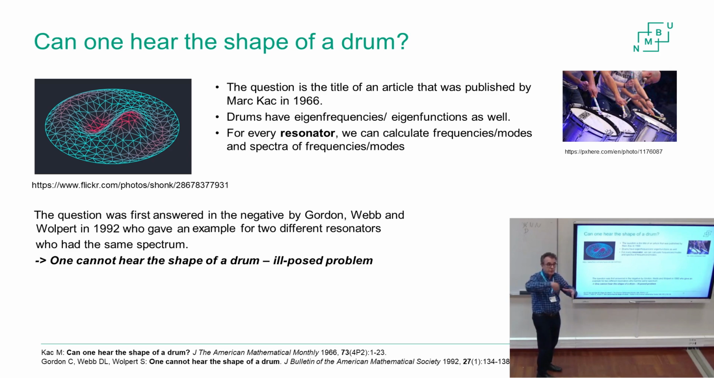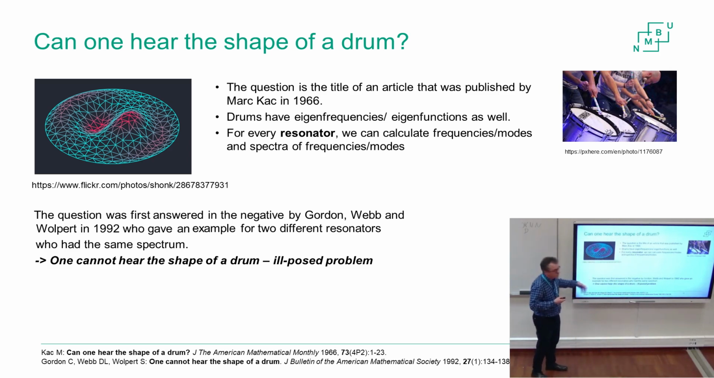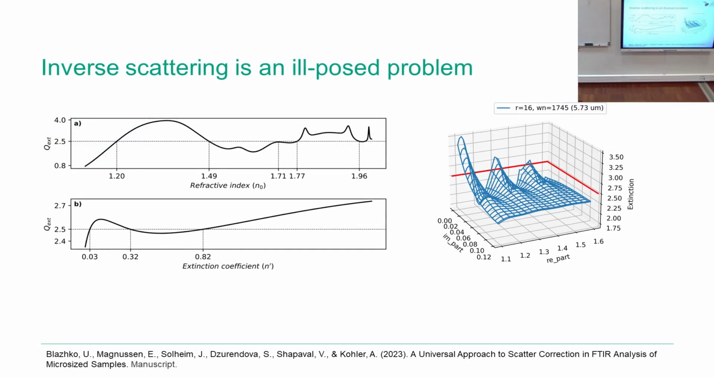You have a drum where you have, what is it called? The thing in the drum, the membrane. The membrane, yes. You have a membrane, and then from the frequency spectrum of this membrane, can you say something about the shape of the drum? And actually, it was shown in the 90s, before which people couldn't make really great calculations, by showing an example where there were two shapes of a drum which gave you exactly the same frequency spectrum. So it's an ill-posed problem.